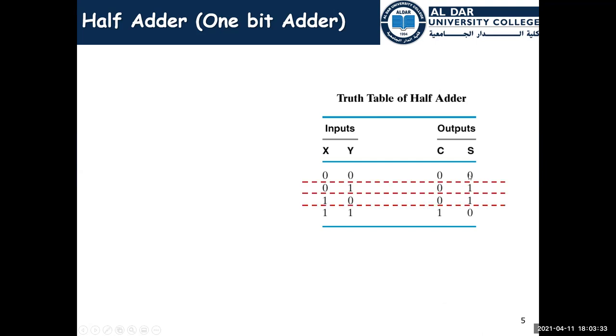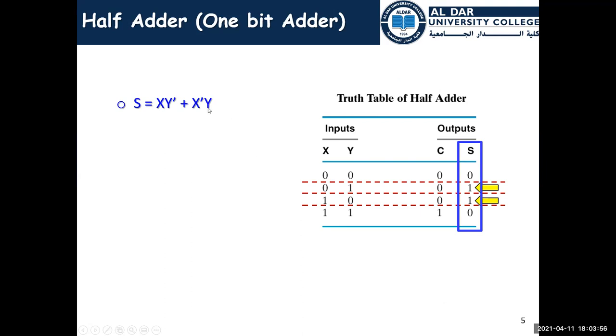If you look at this circuit, what is it exactly? If you ask how to represent the sum as a circuit, it is 1 in the middle two rows. This is exactly the XOR. This is an XOR circuit because S is equal to X'Y or XY'.